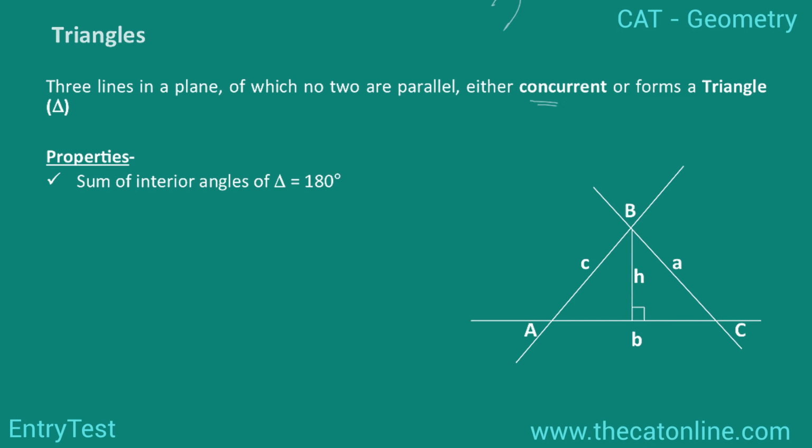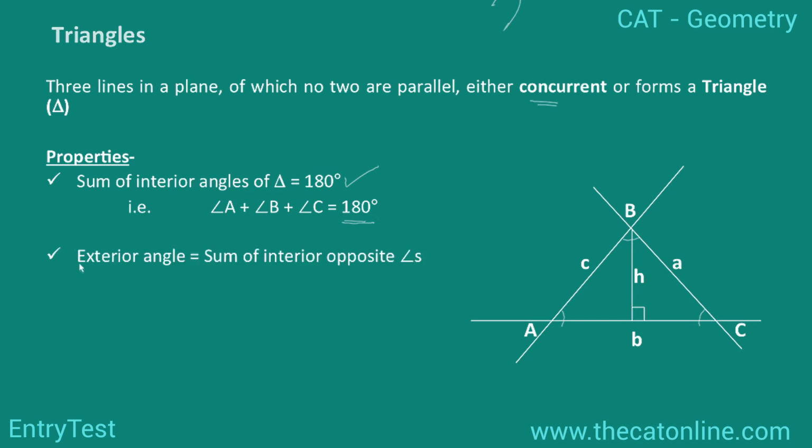The first one being the sum of all the interior angles of a triangle adds up to 180 degrees. So if you look at it, it is angle A, B and C. The sum of angle A plus B plus C should be equal to 180 degrees.